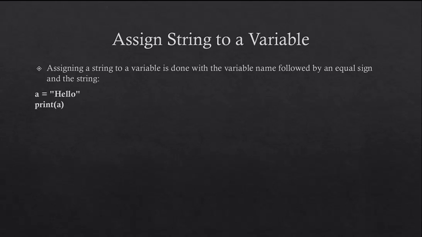If we want to assign a string to a variable, it is done with a variable name followed by an equal sign and a string. For example, a is equal to "hello" with double quotes, and then we print the a variable.